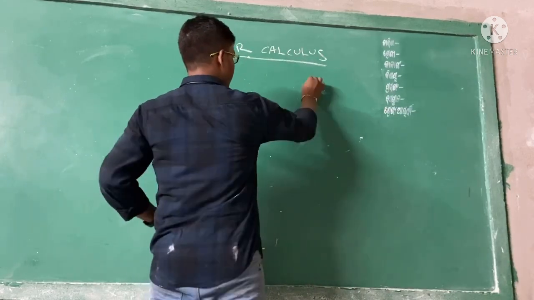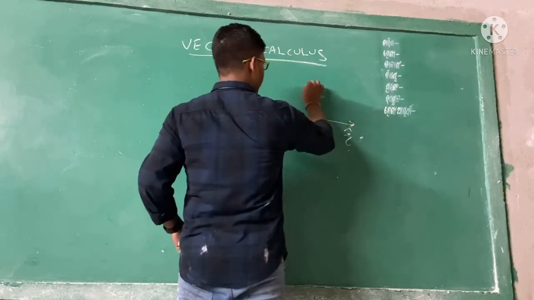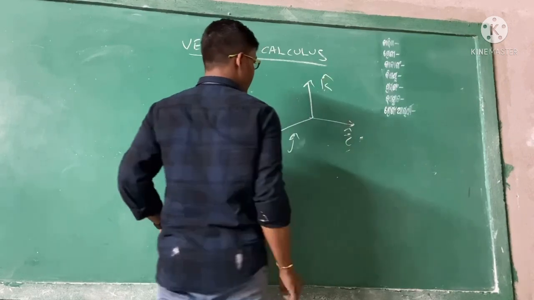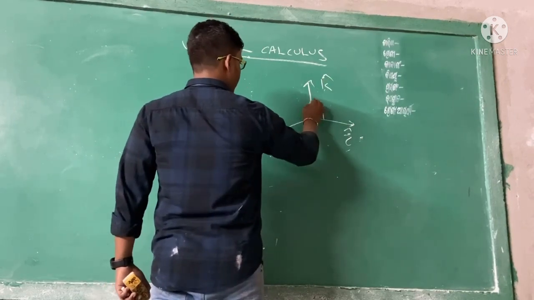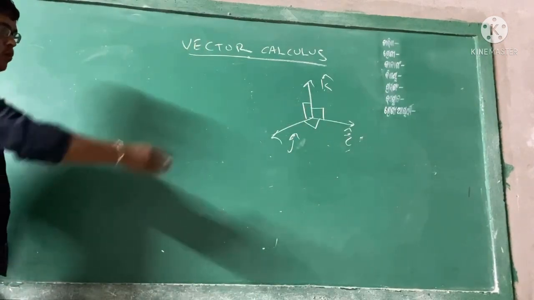So these are the axes, x axis, y axis, z axis. So i cap, j cap, k cap are the unit vectors along x-axis, y-axis, z-axis, and all three axes are perpendicular to each other.